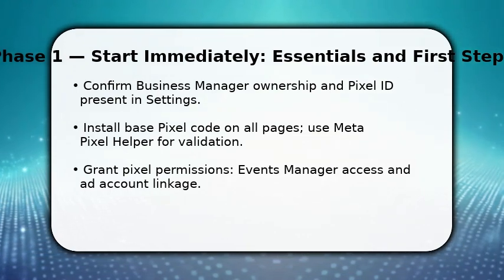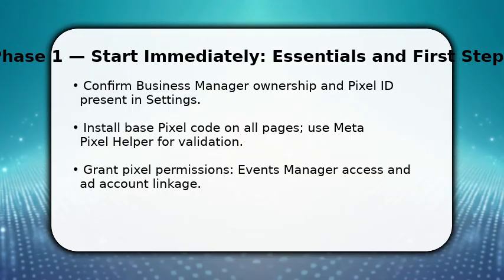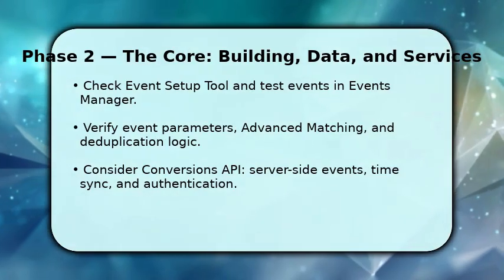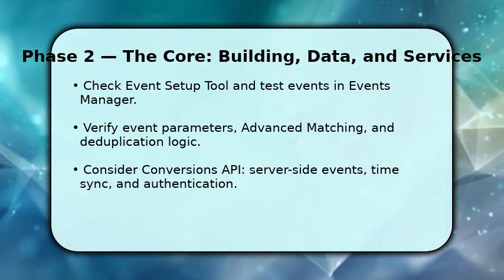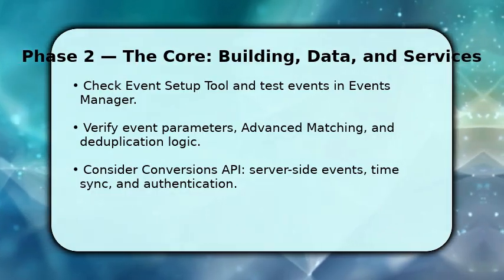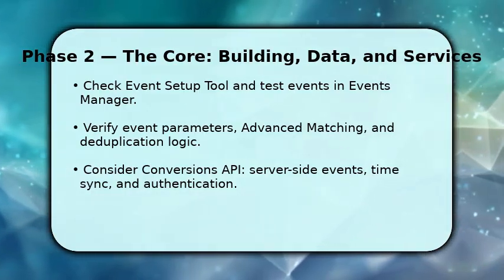Open the Event Setup tool and trigger test events while watching Events Manager so you can see which events arrive and which fail. If events are missing, inspect the event parameters and advanced matching values to ensure consistent identifiers.